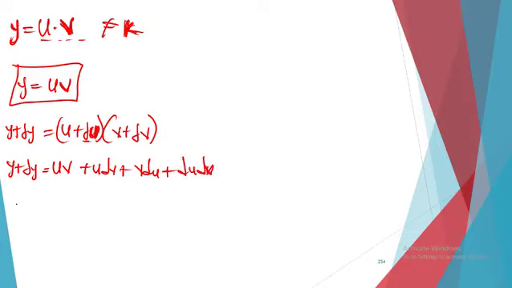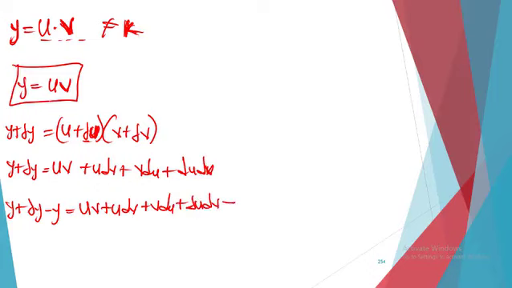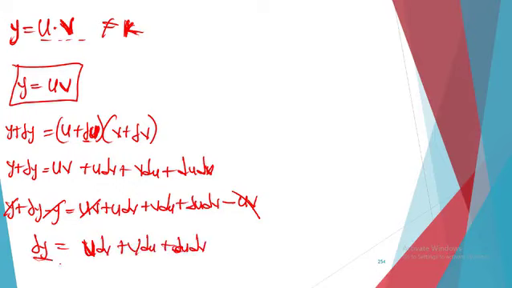Okay. Then step 2, we subtract y from both sides. Therefore, we have y plus dy minus y, which is equal to uv plus u dv plus v du plus du dv minus, what's the value of y? The value of y is uv. So this uv will cancel this uv here, and y will cancel y. We then have dy equal to u dv plus v du plus du dv. Okay, we divide through by dx.